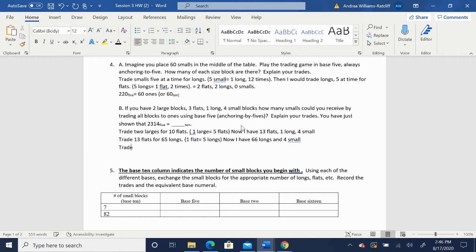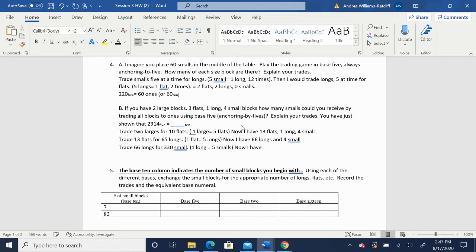Last but not least, I'm going to trade 66 longs for how many small? Now, every one long is going to give me 5 small. So if I do this, I have 5 times 6, which is 30. Carry the 3. 5 times 6 is 30, plus 3 more is 330. So I have 330 small. 1 long equals 5 small.